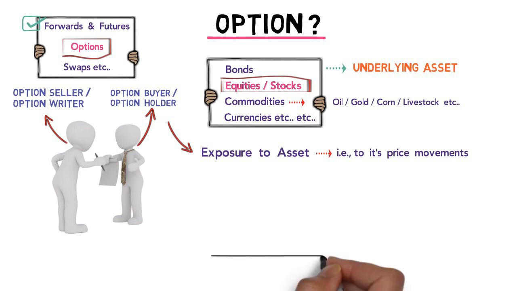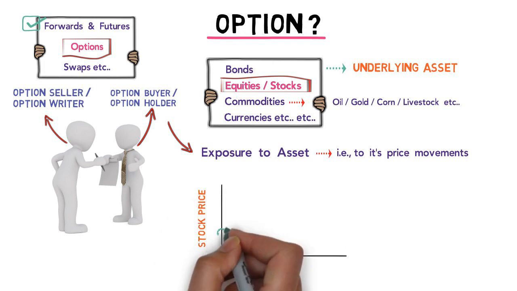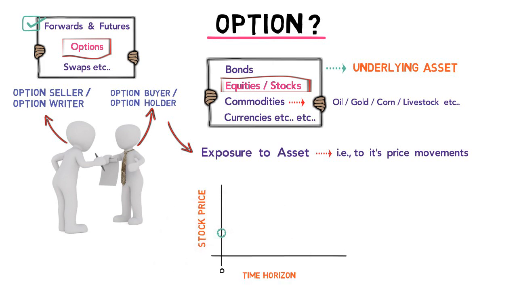Let's draw a graph. So on the x-axis you have the time horizon over which you may want to buy the asset, and on the y-axis you have the stock price. Let's say today the stock price is somewhere here, but you want to buy it sometime in the future, say at time t here. Now you are concerned that the price of the stock could be too high at the time you want to buy it.